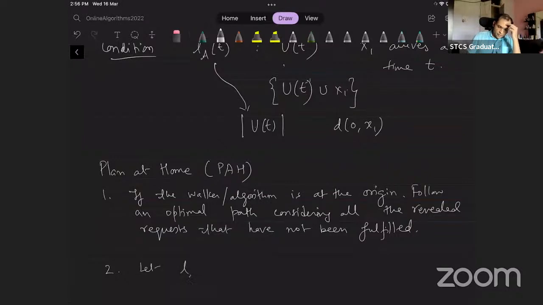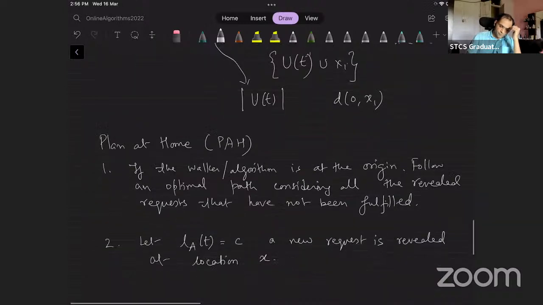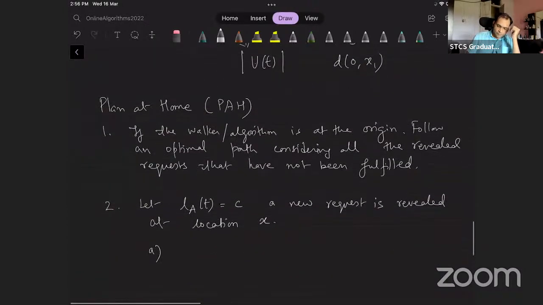So let L_AT equal to C. This is the time T where your location of the algorithm is L_AT. A new request is revealed at location X. We'll do two things. So this is the counterpart of what you're trying to do. A: if d(X, 0) is greater than d(C, 0).